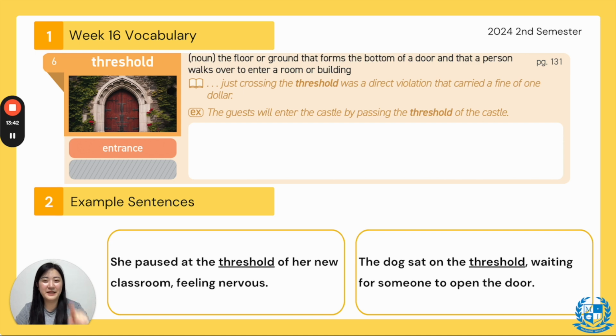Let's read the example. 1, 2, 3. The guests will enter the castle by passing the threshold of the castle. So again, we're entering in, the entrance, we're walking in.